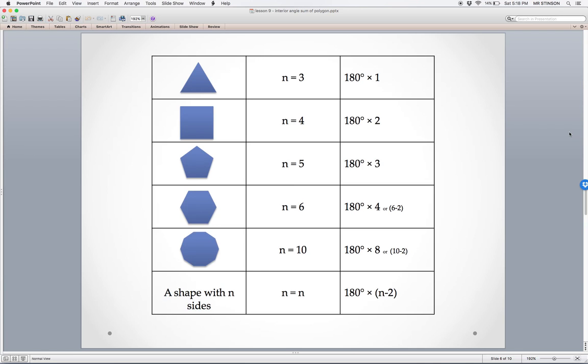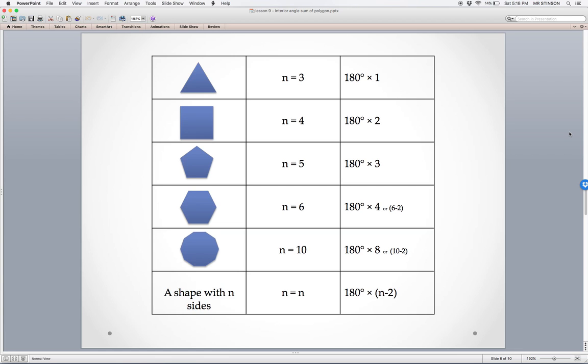So I've drawn this little chart for you, and we can see on the left hand side that we have some shapes that we're familiar with. The middle column will tell you the number of sides, or n. The last column is our calculation to find out exactly what the interior angle sum of that shape will be. So let's look quickly at the triangle.